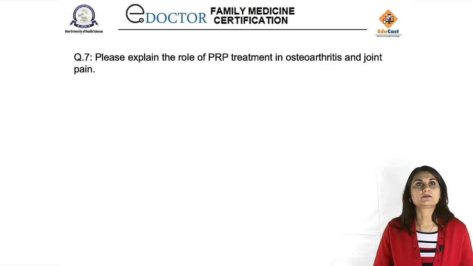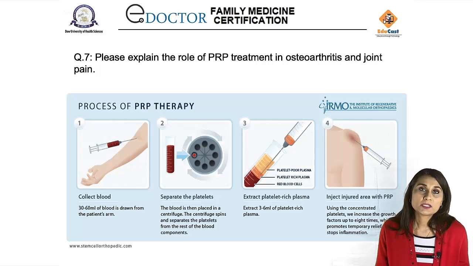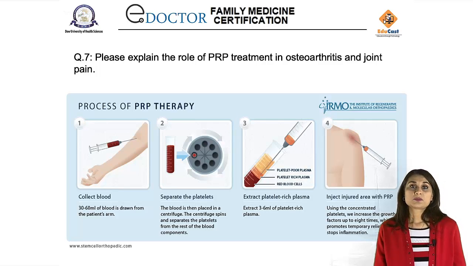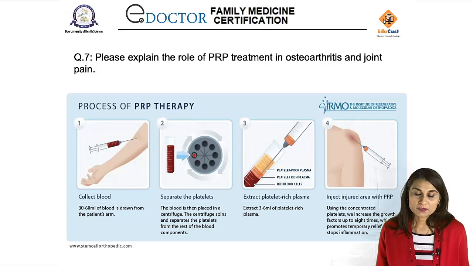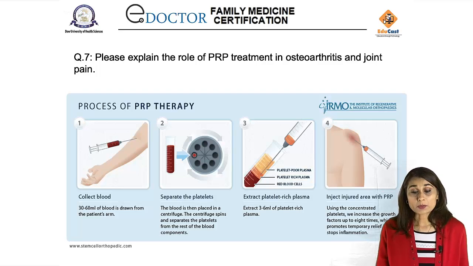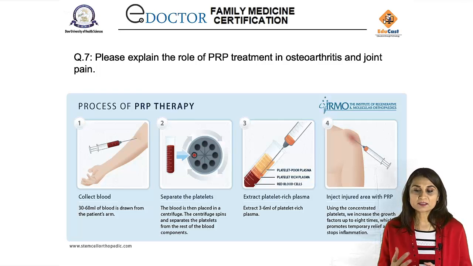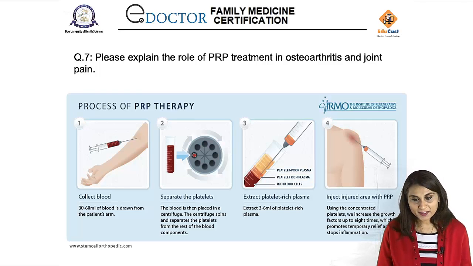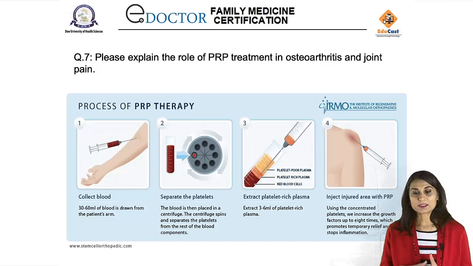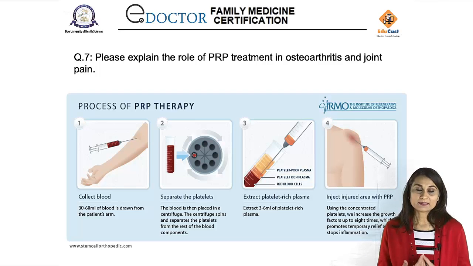The next question I have is, please explain the role of PRP treatment in osteoarthritis and joint pain. Number one, what is PRP? PRP is platelet-rich plasma. Platelets are a type of cell within our blood. They contain growth and healing factors. When we concentrate it and inject it into the damaged area, these platelets release the growth factors and stimulate the body to heal itself.